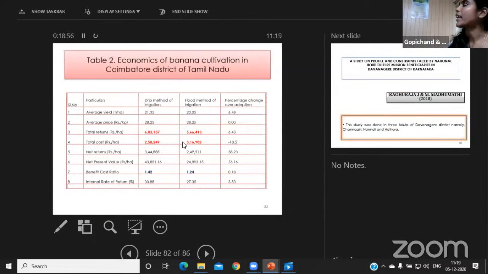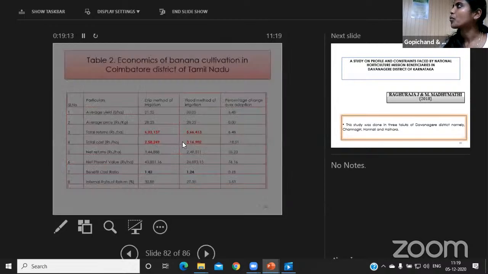And economics of banana cultivation in Coimbatore district. After installation of the drip irrigation method, the benefit cost ratio was found to be significant, that is 1.42, 1:42, and for the flood irrigation method it is 1.24.